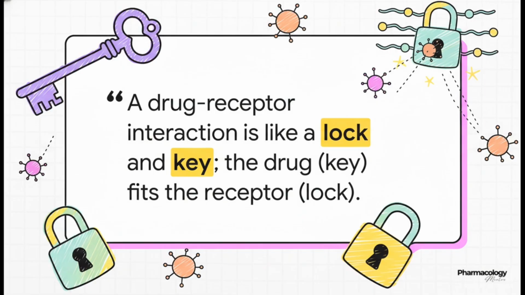Now, let's flip the script and look at pharmacodynamics. What does the drug do to the body? Well, the action really starts when a drug molecule, our key, finds its specific target, which is a receptor on a cell. That's the lock. This precise fit is what kicks off the drug's intended effect.